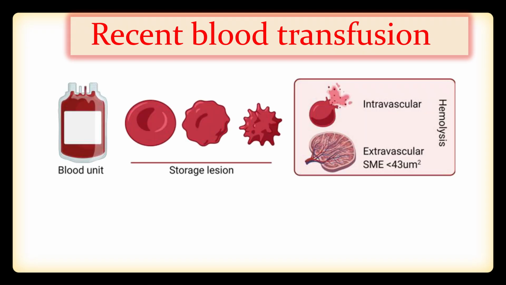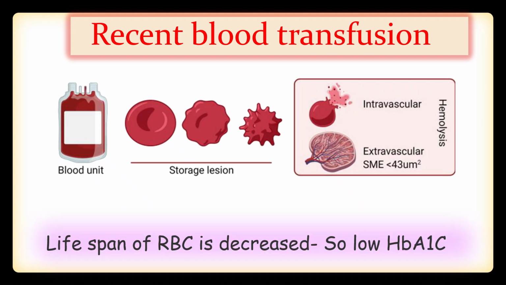The third option is recent blood transfusion. In blood transfusion, even before transfusion, some storage lesion can happen to the RBCs. Even after transfusion, some extravascular or intravascular hemolysis may occur, which can lead to a decrease in the lifespan of RBC. So here also low HbA1c level is seen. So this option is also ruled out.